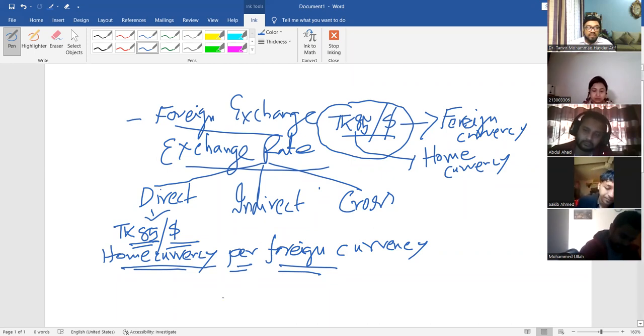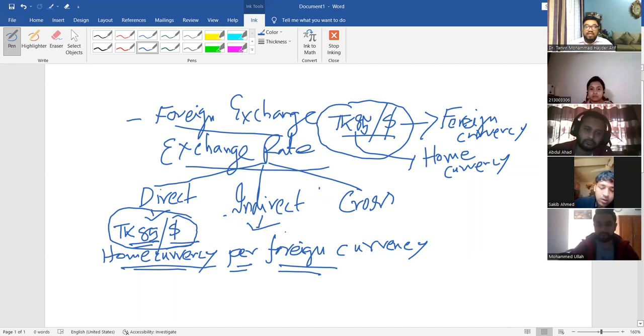And how are we displaying this? So simple, taka 85 per dollar. Now, what is indirect exchange rate? For this, I'm using the same example. I'm converting this to indirect exchange rate. How? Just follow this. What I'm doing, you see, I'm writing dollar 1/85 per taka.